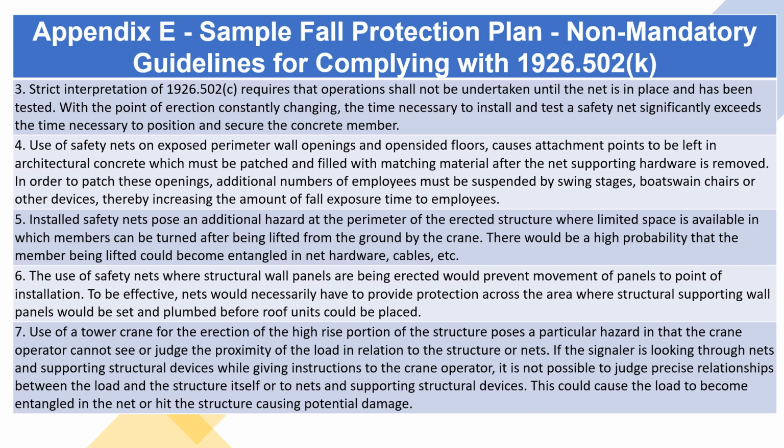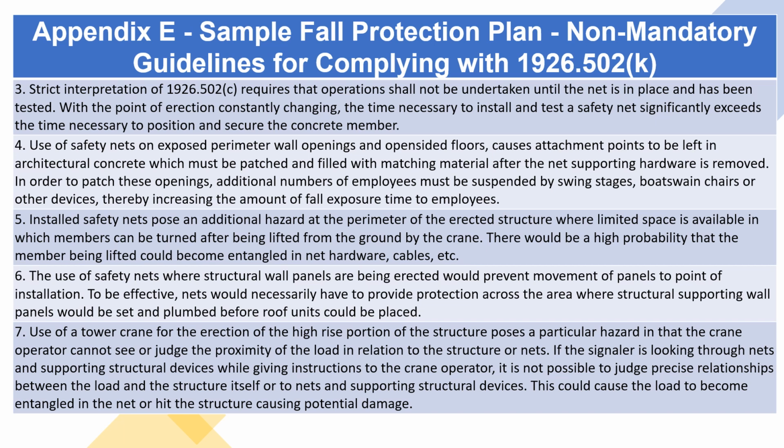6. The use of safety nets where structural wall panels are being erected would prevent movement of panels to point of installation. To be effective, nets would necessarily have to provide protection across the area where structural supporting wall panels would be set and plumbed before roof units could be placed.